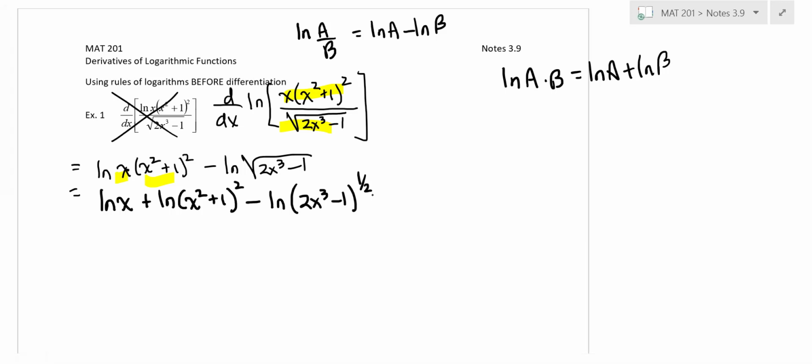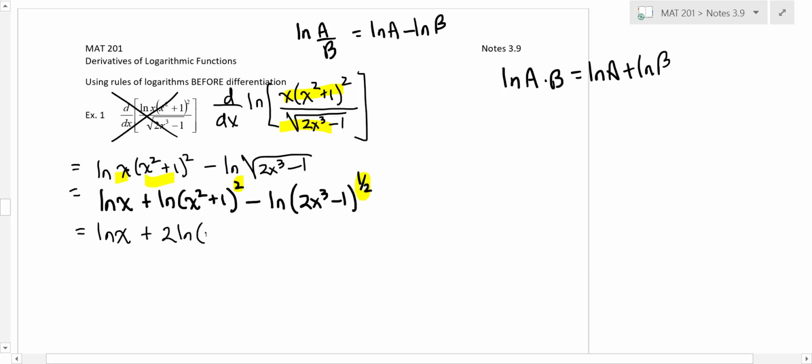Now, let me ask you this. From college algebra, what are you allowed to do with that exponent? Bring it down. Same thing with the 1/2. Bring it down. So what you'd have is ln x plus 2 ln of x squared plus 1. I'm not doing a derivative. A lot of times students think I'm doing a derivative when I bring that down. No, I'm doing a log property. Then I would have minus 1/2 ln of 2x cubed minus 1. So I've done algebra. That's a typical thing we do in college algebra.